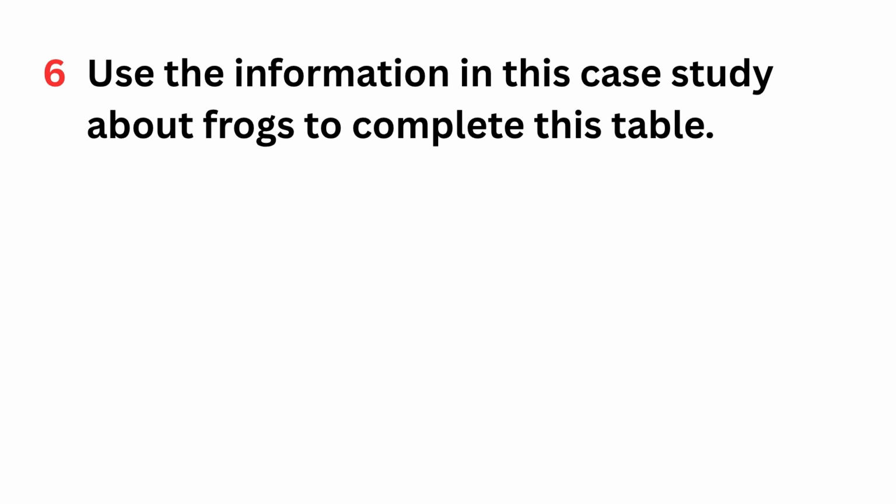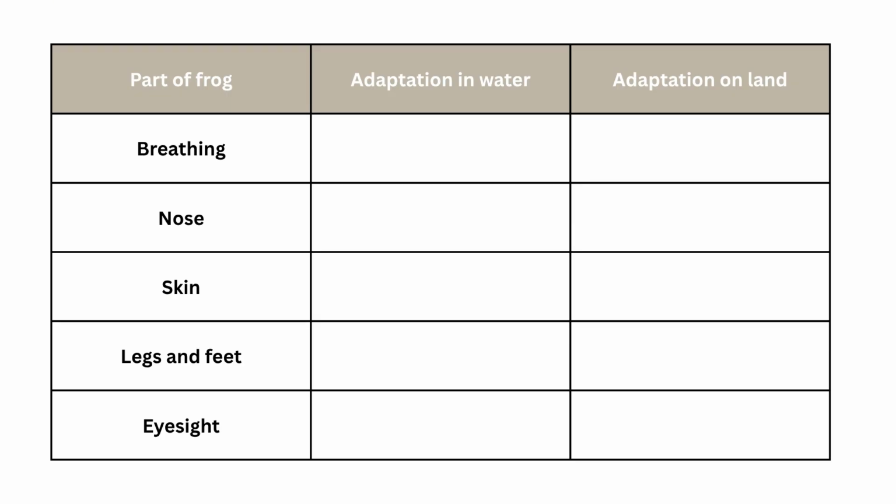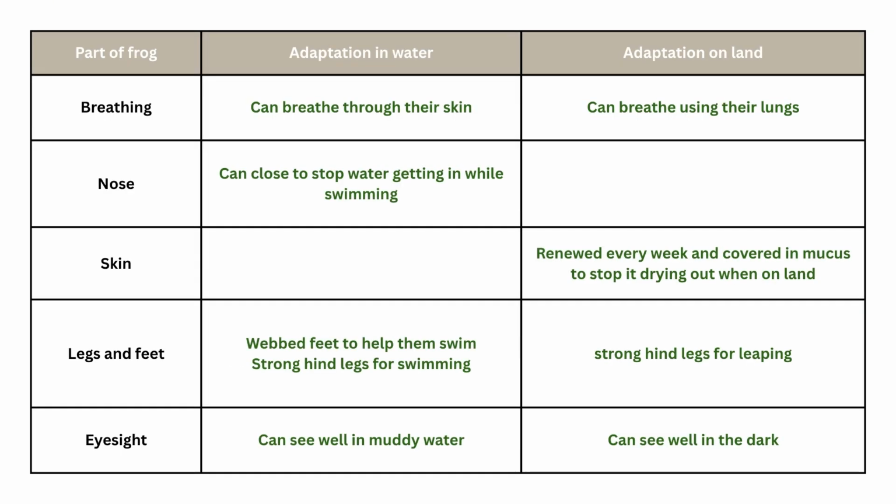Question 6. Use the information in this case study about frogs to complete this table. Part of frog, adaptation in water, adaptation on land. Breathing: can breathe through their skin, can breathe using their lungs. Nose: can close to stop water getting in while swimming. Skin: renew every week and cover in mucus to stop it drying out when on land.